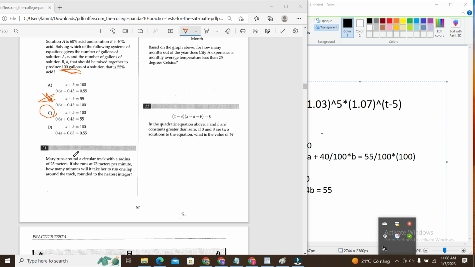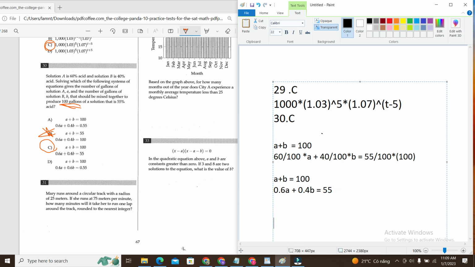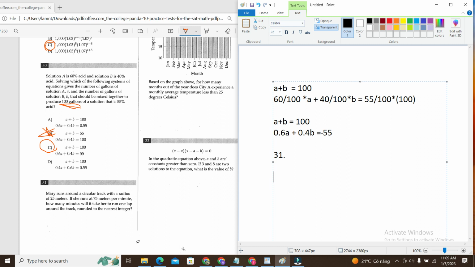Mary runs around a circular track with a radius of 25 meters. If she runs at 75 meters per minute, how many minutes will it take to run one lap around the track, rounded to the nearest integer? So, a circular track with a radius of 25 meters. They asked about the time, right? So time is equal to distance over velocity.